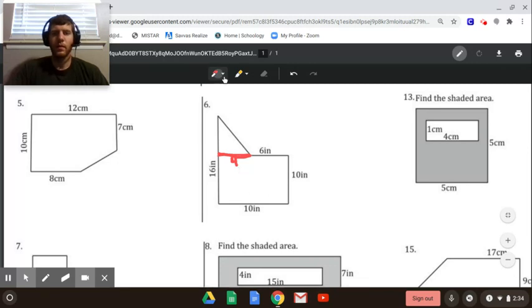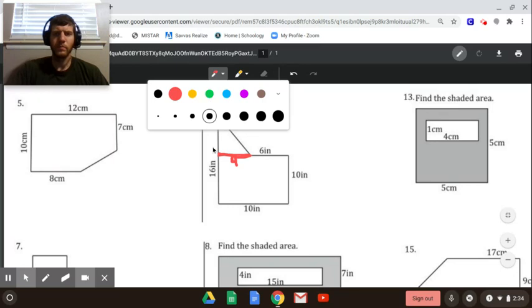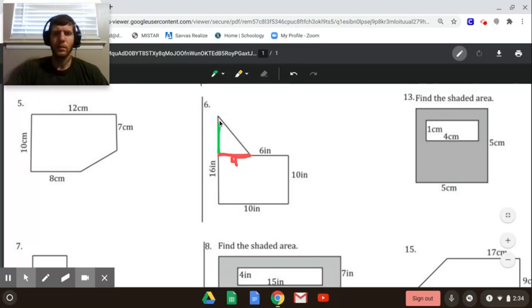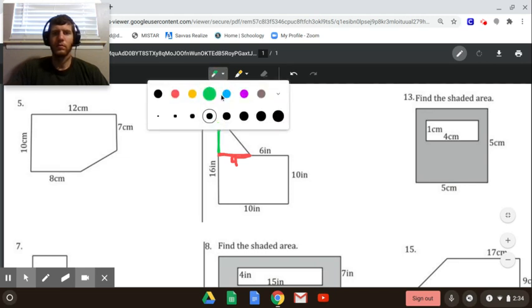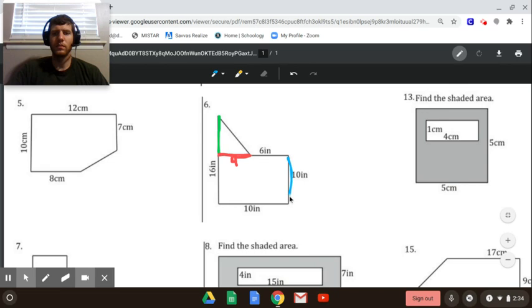And then the height of our triangle is right here. We know the whole length here is 16. And since we know this is 10 and this is 10, we know the blue one is 10, and the whole thing's 16. We have to do 16 minus 10, which is going to give us 6. So we know that this piece here is going to be 6. And then we're just finding the area of this one.